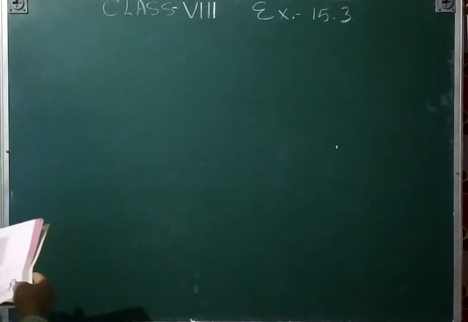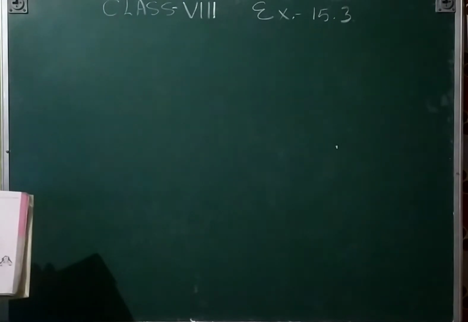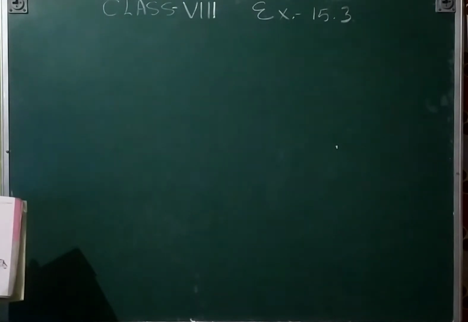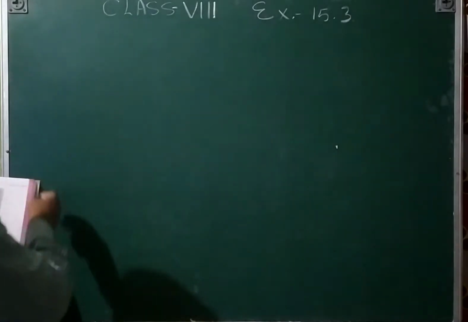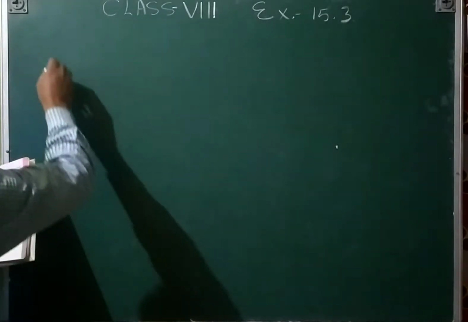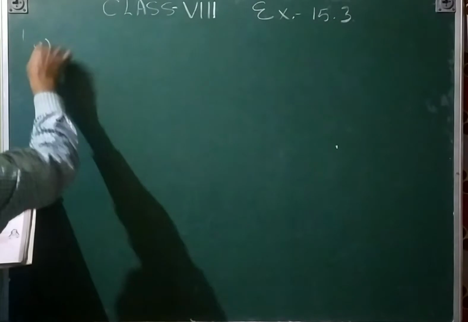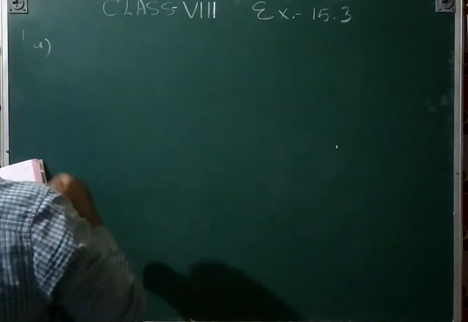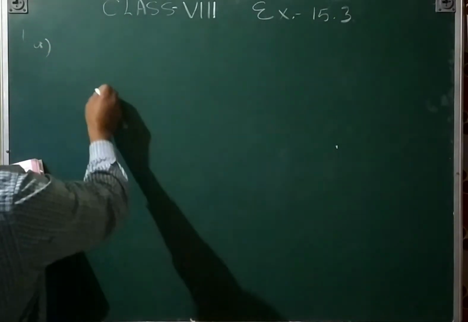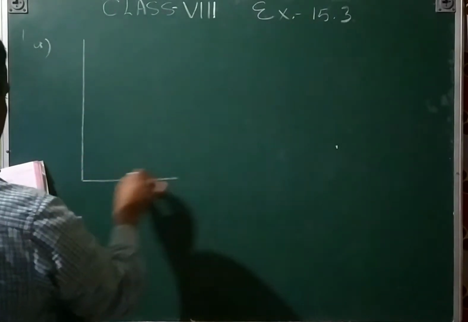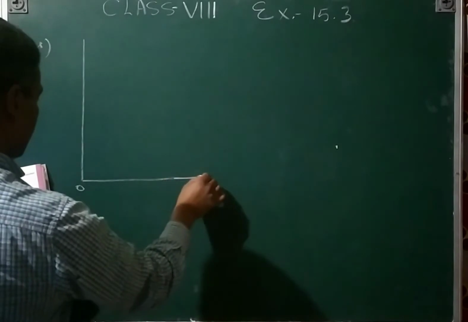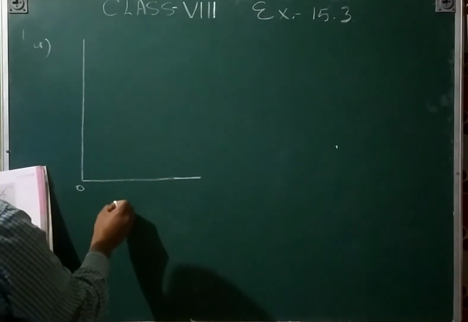Exercise 15.3. Draw the graph of the following table of values with suitable scale on the axis. Cost of apple, first A part. So we will write here that this will be the 0, obviously that will be the 0. Here we will write the number of apples.